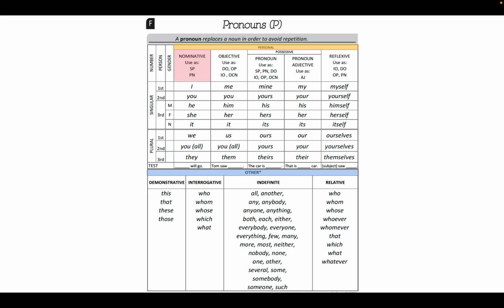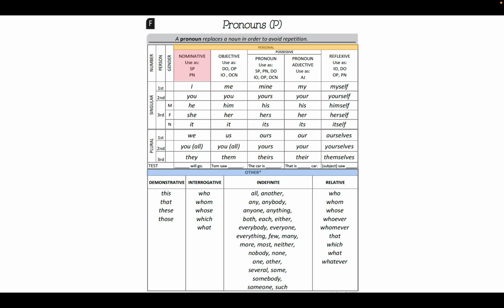So at the bottom of the column, you'll see that they have a blank and then a couple of words in each of the columns. And this is just the test. So if the pronoun will fit into that blank, then you know that it's a nominative pronoun. So if we were to say, I will go, it makes sense. But if I was to say, me will go, that doesn't make sense. And so that is not a nominative pronoun. Yep, so that's our test.